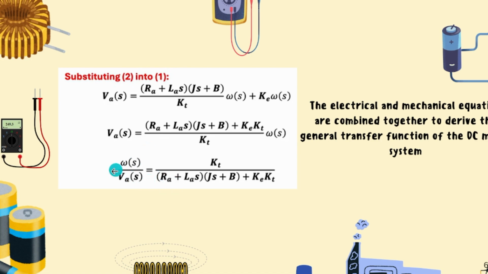The last equation we have, we rearrange the equation to obtain the transfer function of the DC motor. The transfer function represents the relationship between the output motor speed and the input voltage. So this mathematical model will later be used in MATLAB Simulink to analyze the system response. As I mentioned, the electrical and mechanical equations are combined together.